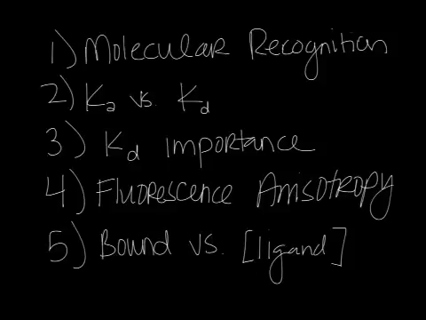So what we're going to start off with is the concept of molecular recognition and the idea of protein and ligand with regards to molecular recognition. Then we're going to look at two different rates, the rate of association and dissociation. Then we're going to emphasize why dissociation is very important to this. Then we're going to give a concept of fluorescence and isotropy and how that relates. And then finally we're going to finish off with bound versus ligand concentration relations graphically.